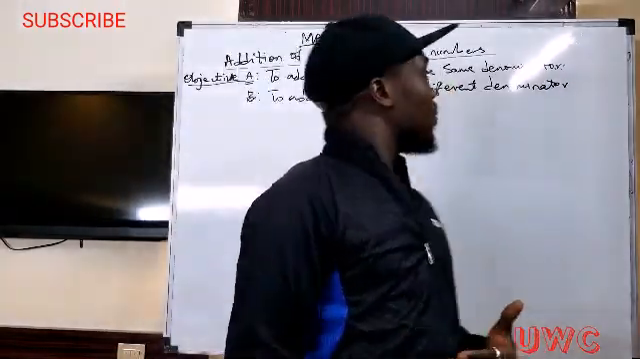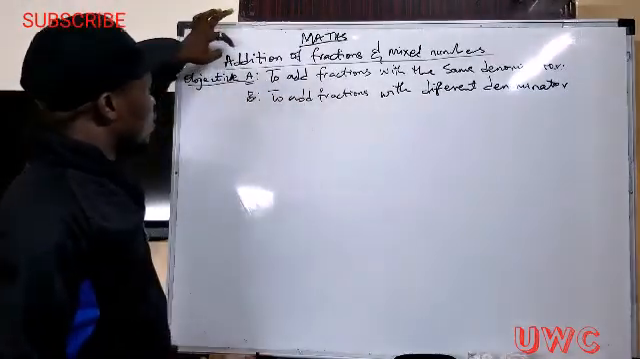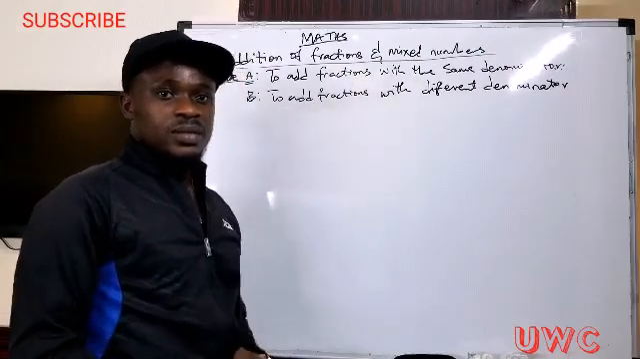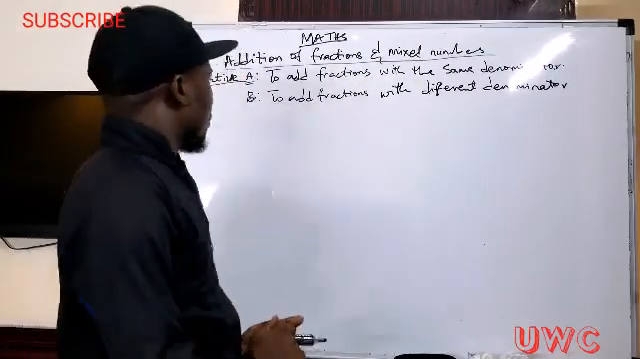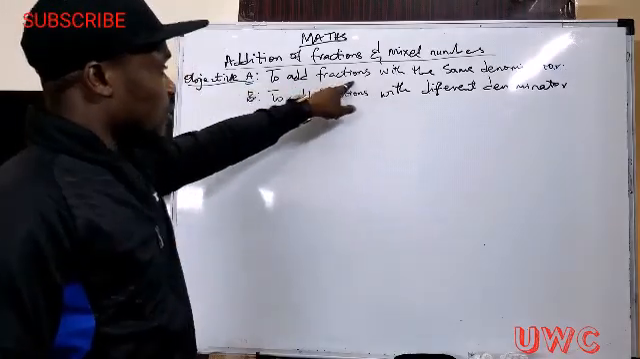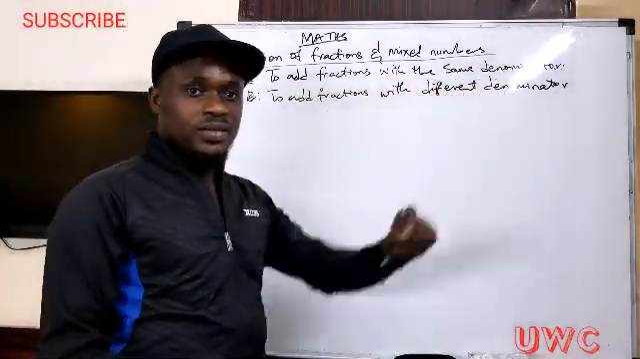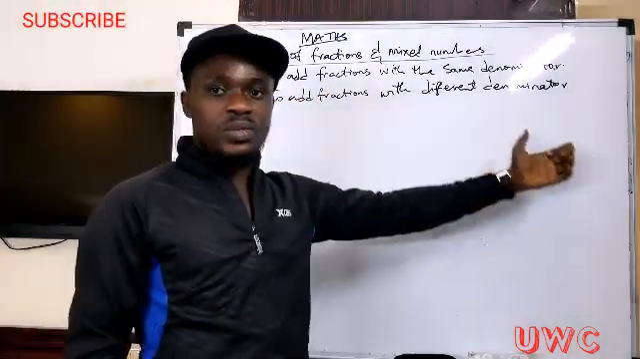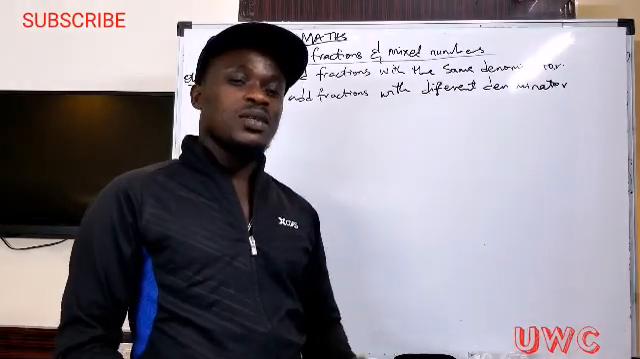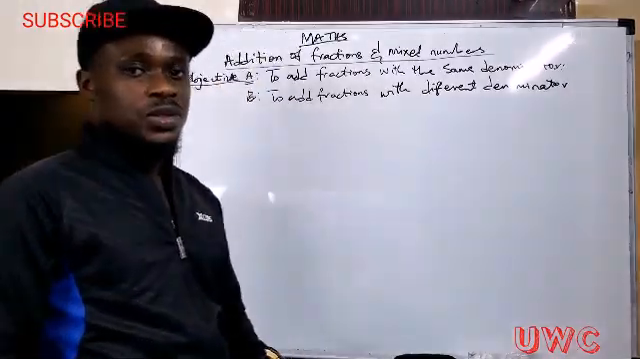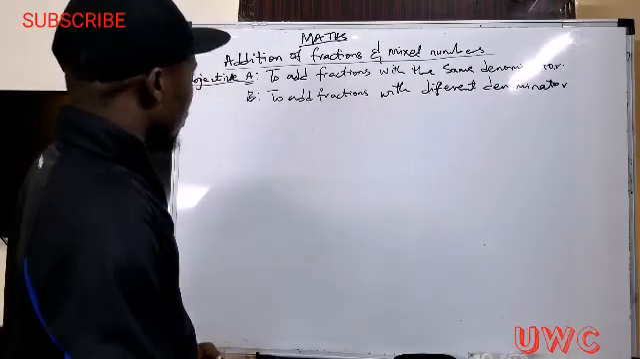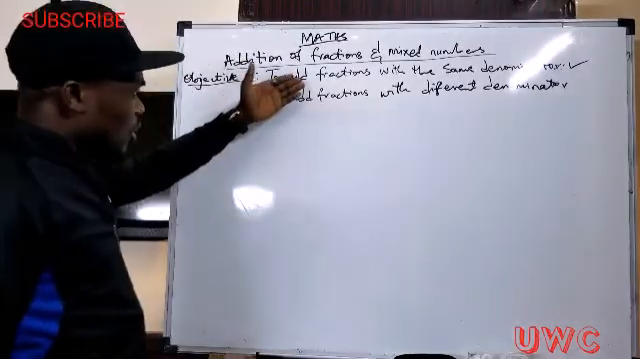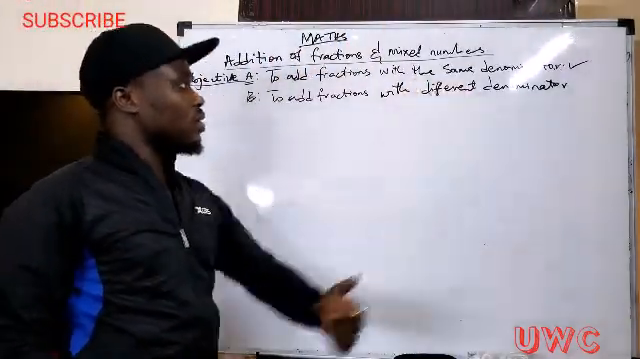Today, we shall be discussing the addition of fractions and mixed numbers. But our main objective will be A, to add fractions with the same denominators. And the objective B will be to add fractions with different denominators. Please watch out and pay attention to the methods that we're going to use in order to follow up. So we'll take the first one with the example to add fractions with the same denominators.